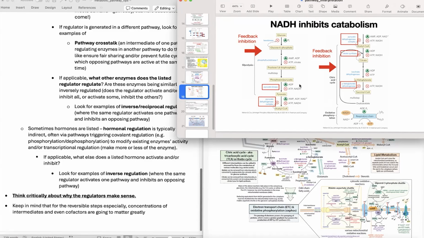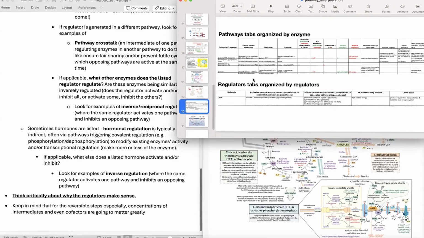But note that we have these same regulators that are regulating multiple different enzymes. So we can kind of have this coordinated regulation. Think about why that's making sense. And keep track of these regulators. So you have the regulators in the pathways tab organized by enzyme, as well as in the regulators tab organized by the regulators. So what regulates this enzyme? And then what does that regulator of this enzyme also regulate?